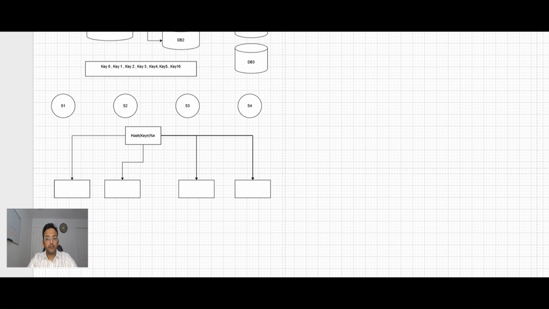N is the number of servers. So how will it work? It will take key 0, hash key 0, a numeric number comes up, and we perform modulo 4. If the result is 0, it will go on S1. If the result is 1, it will go on S2, and so on, S3, S4. Let me write this down and I'll be back.